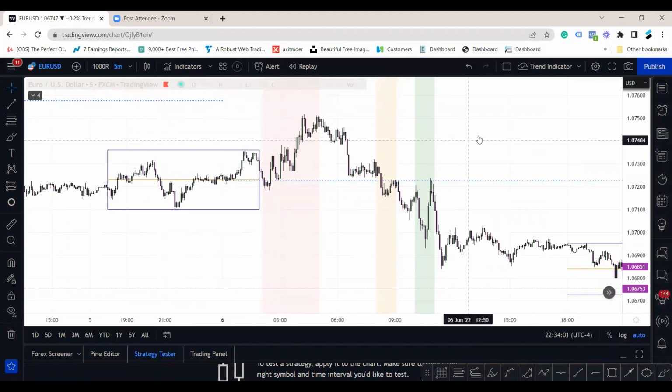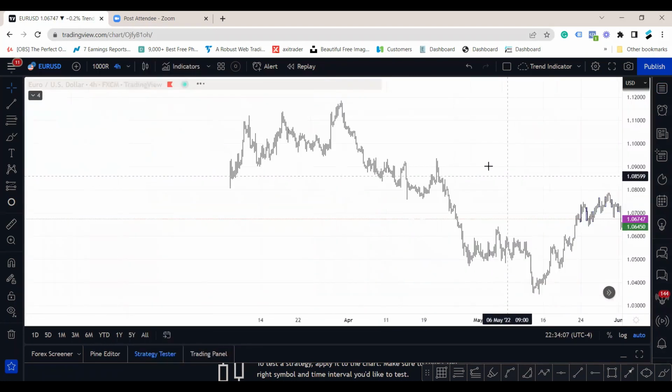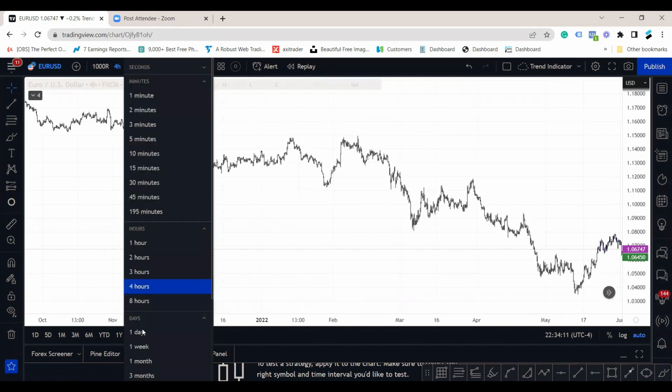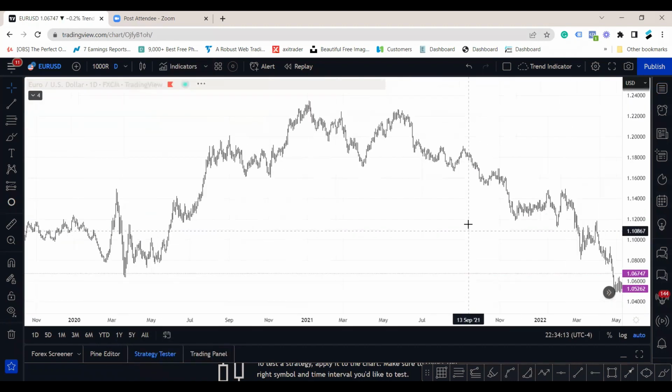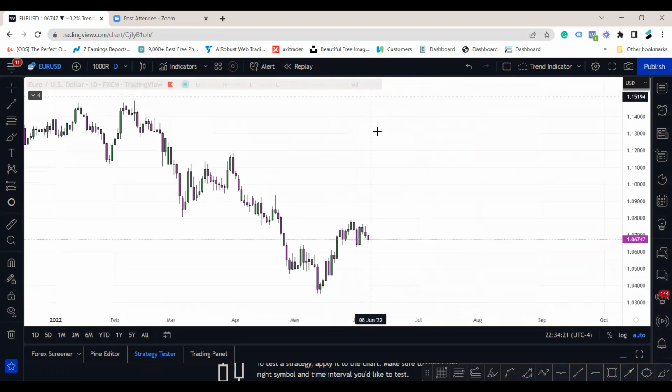Okay, so this is EUR/USD. You can see that I start off from a higher time frame, and obviously we can see that it is bearish all the way from the daily. And we see the price starts to look like it's reversing. It looks like it's going to reverse now.